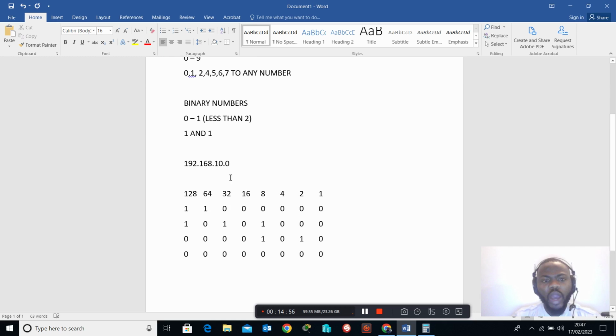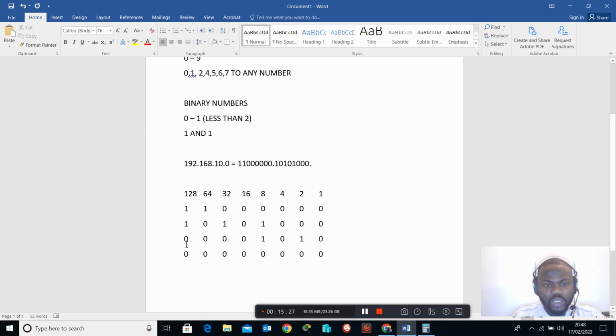Now, if you are asked, what is the binary conversion for this? So the binary conversion, you pick 128 first. So picking 128 is 11000000, dot 168, which is this now. 168 is 10101000. Let's pick 10 now.